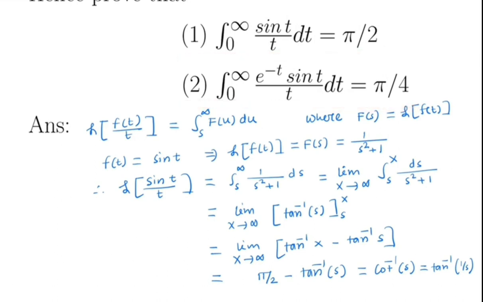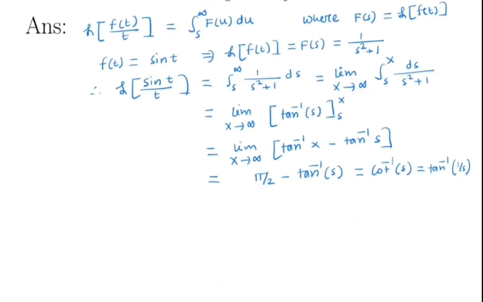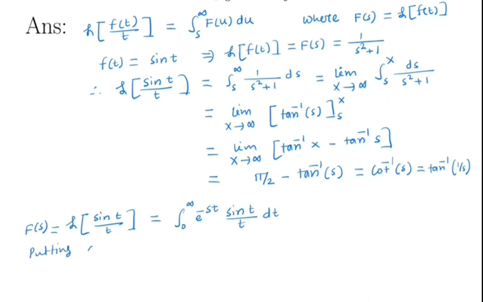Now we need to find what is the integral from 0 to infinity of sin t by t dt. Now by definition, the Laplace transformation of sin t by t is the integral from 0 to infinity of e power minus st sin t by t dt, and this is F(s). Now if we put s equal to 0, we get F(0), which will be the integral from 0 to infinity of sin t by t dt.